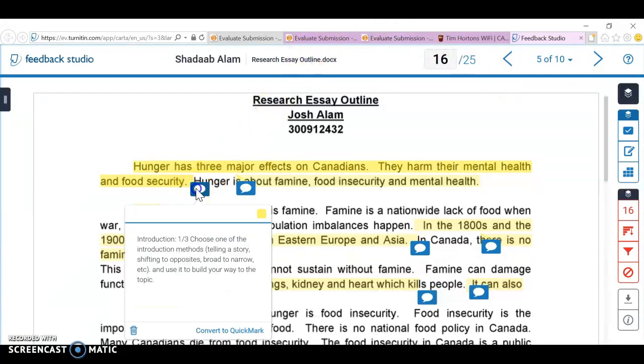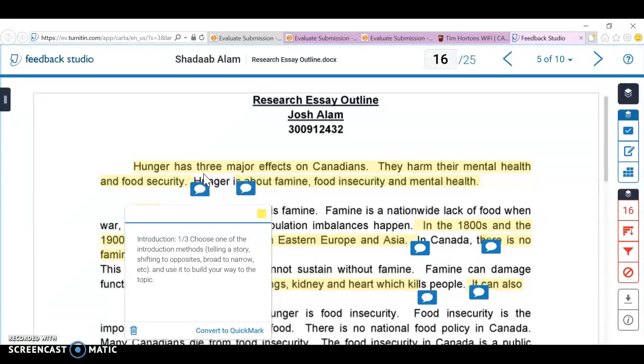Let's start with the introduction. Your introduction, I gave you 1 out of 3 because I needed you to choose one of the introduction methods. So we've looked at this before, either through the PowerPoint notes or the readings that we've done in class, about the different types of introduction methods.